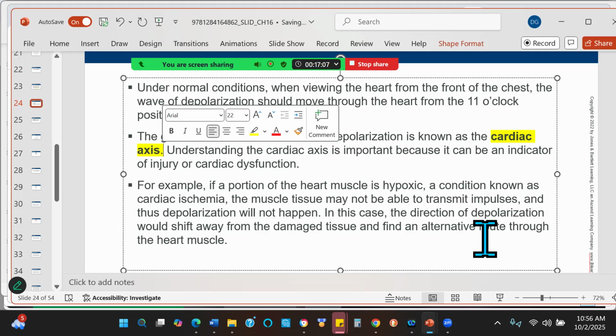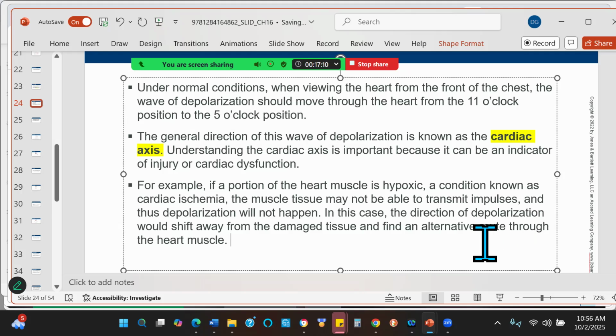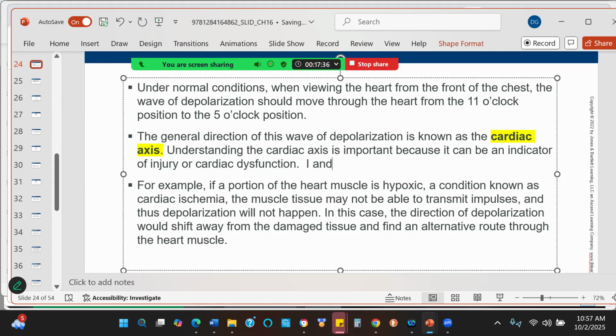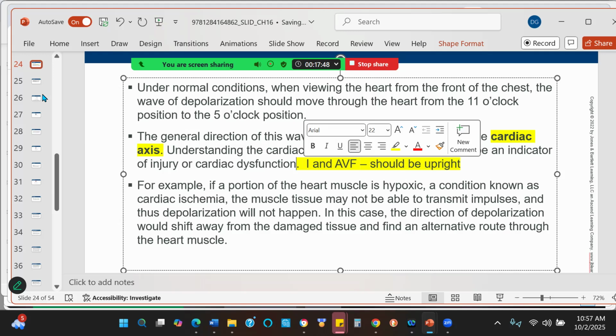The axis: normally leads 1 and AVF should be upright. The QRSs should be pointing upward. If they're not, then something has caused the axis to change. That could be enlargement of the left ventricle, it could be enlargement of the right ventricle, something that shifts the electrical activity of the heart. If a portion of the heart muscle has died, that will also shift it. So there are lots of factors involved in this, but the cardiac axis is important and it's determined by leads 1 and AVF, both of which should be upright. If they're not, we have an axis problem and we need to figure out why that is taking place. All right.